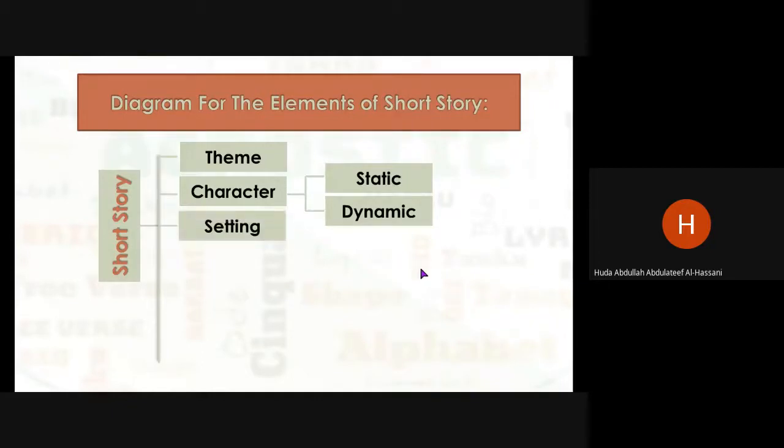Another important element is setting. We should have time and place for our story. For example, I will make my story in 1940. This is important. So my places should be like the places in this period. My clothes for the characters should be like the clothes used or dressed at that time.